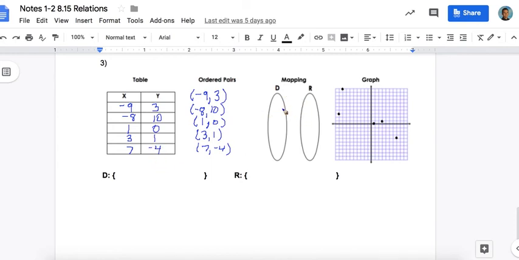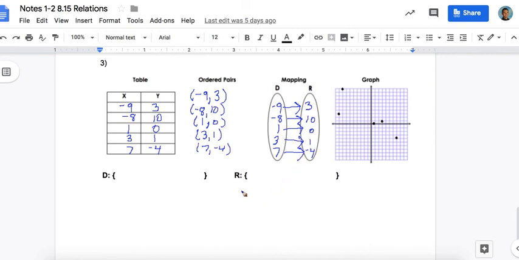And now we can make our mapping here. So I'm just going to take my x values. None of them repeated, so we're just going to write them all. And now we're going to write our range, and none of them repeat as well, so we're just going to write them all down. And now we're going to connect the domain to its correct range. So -9 goes with 3, -8 goes with 10, 1 goes with 0, 3 goes with 1, and 7 goes with -4.